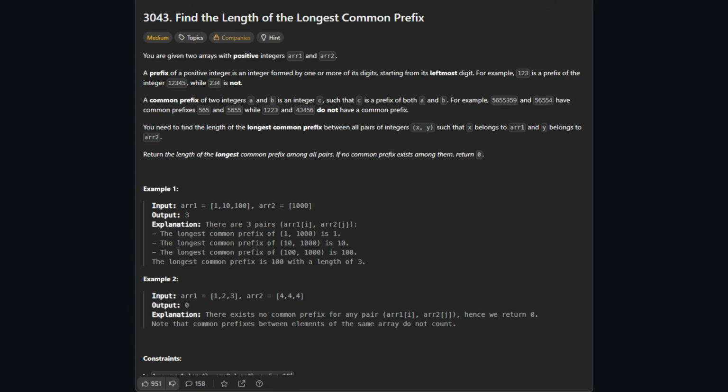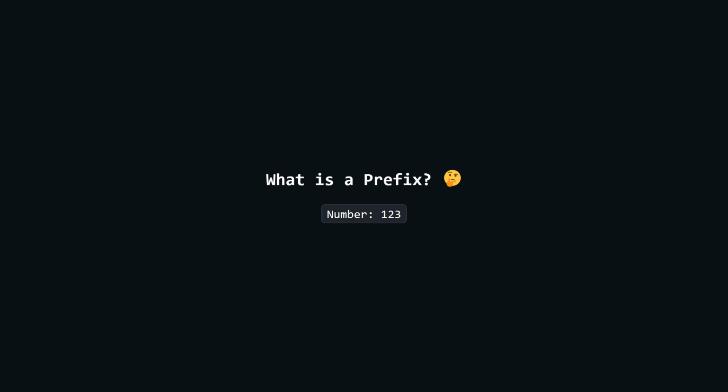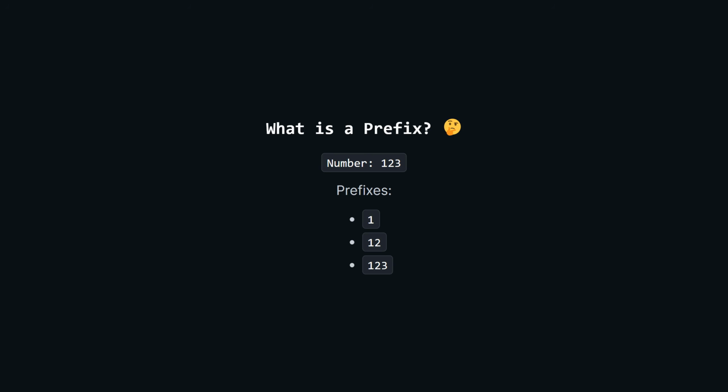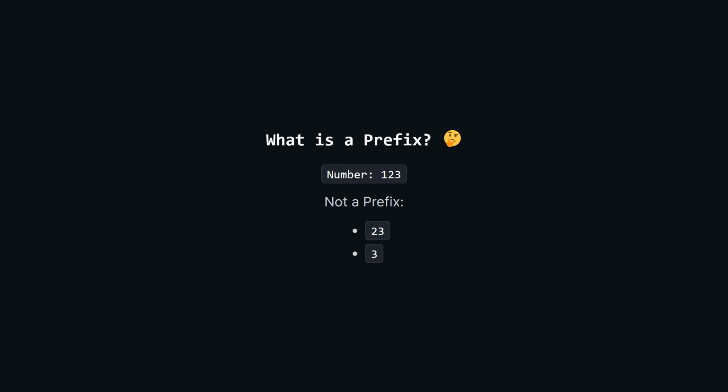Here is the problem page. It has a lot of text, so let's break down exactly what it's asking for with some clear examples. The problem asks us about integer prefixes. A prefix of a number is just what you get when you take its digits starting from the left. So for the number 123, its prefixes are 1, 12, and the full number 123. Notice that it has to start from the left side. Things like 23 or just the number 3 are not valid prefixes for this problem.